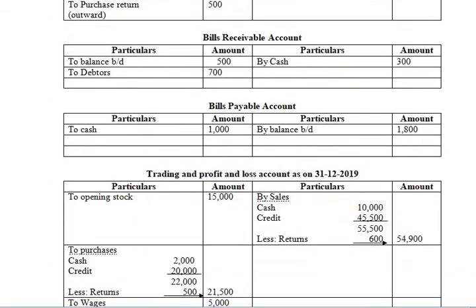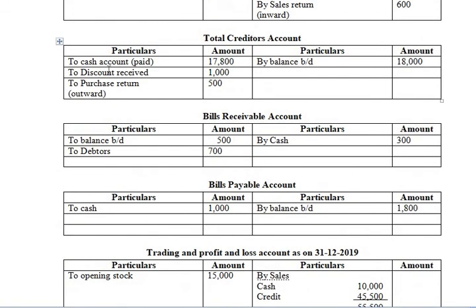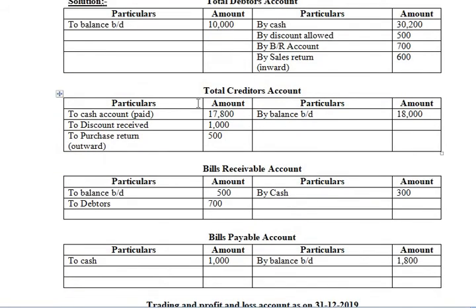Carriage outward is the next entry, which is nothing but purchase return. You are sending the goods out. So one entry is to the debit side of the trading account and another entry will be to the creditors account. Creditors account, purchase return, that is carriage outward, 500 rupees. Carriage inward comes in the debtors account; carriage outward, that is purchase returns, goes to the creditors account.